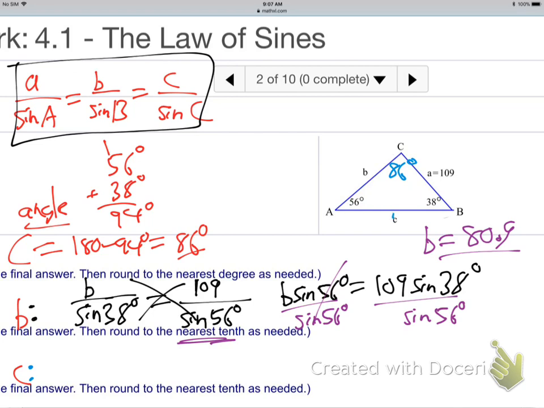So that would be little c over the sine of 86. Because that's the one I want, right? I want little c, so use those two for sure. Now what other two? Either one. It'll work the same either way.